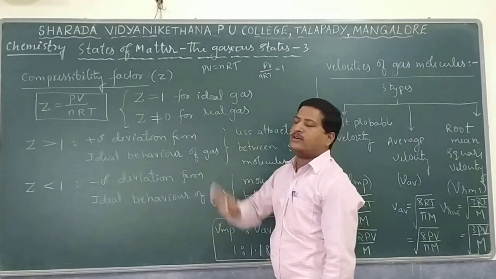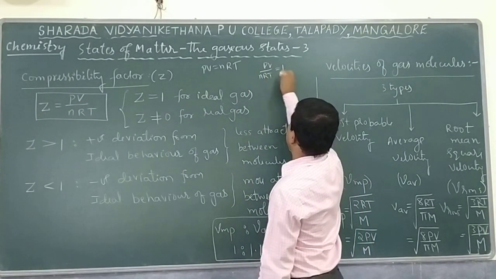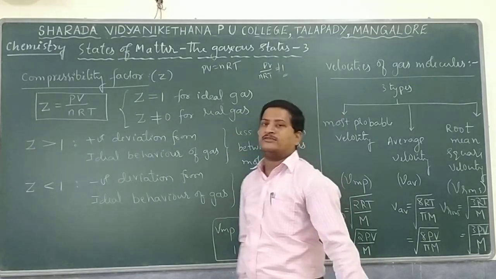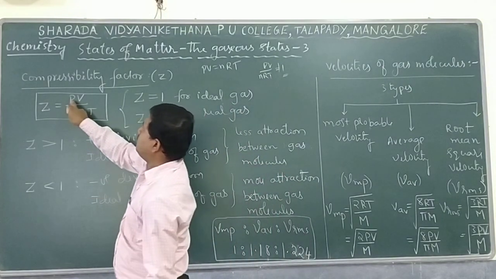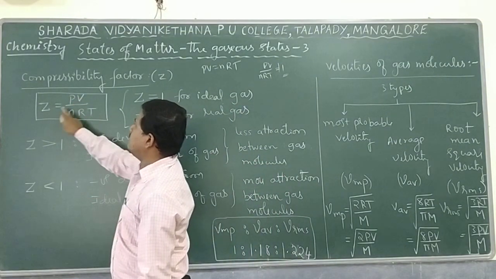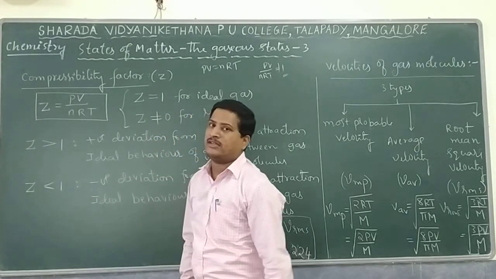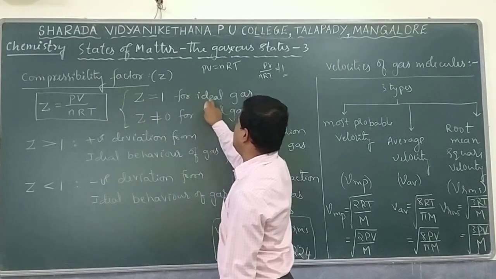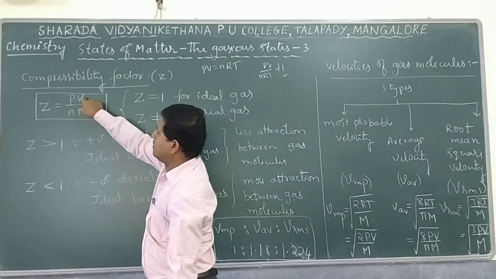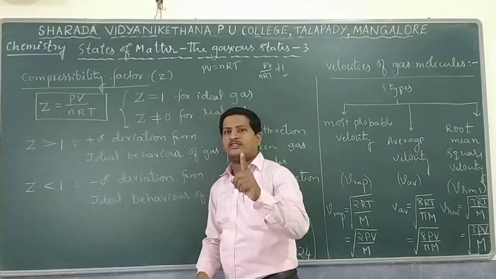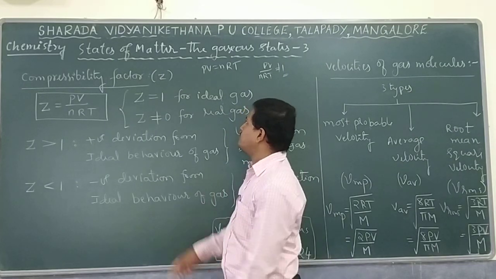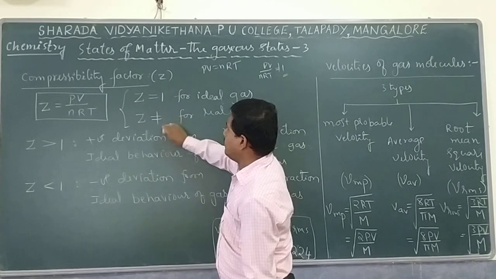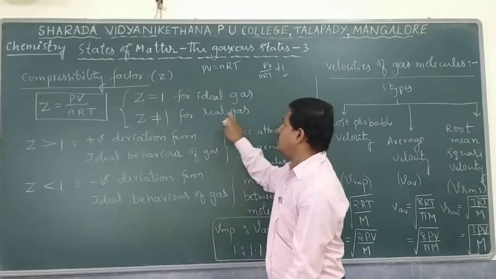If you find it for an ideal gas, that ratio must be equal to 1. But for a real gas, it is not equal to 1; it may be more than 1 also. So the ratio of PV to nRT is nothing but the Z value, the compressibility factor. And compressibility factor Z equals 1 for an ideal gas. That means the numerator and denominator cancel with each other, and the ratio must be 1. That is for an ideal gas. Z not equal to 1 is for real gases.